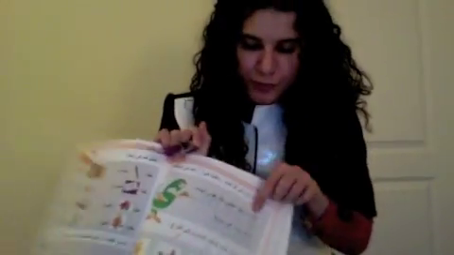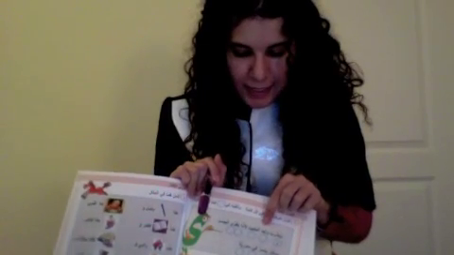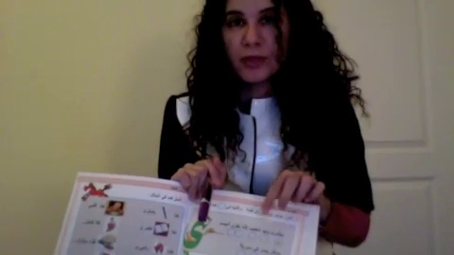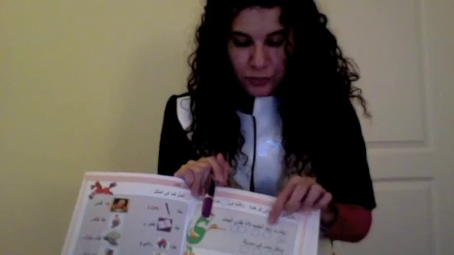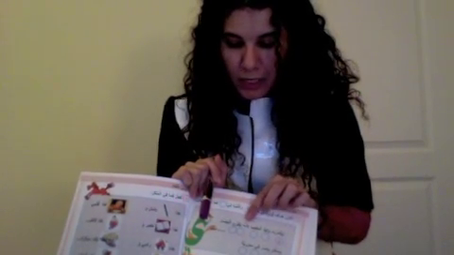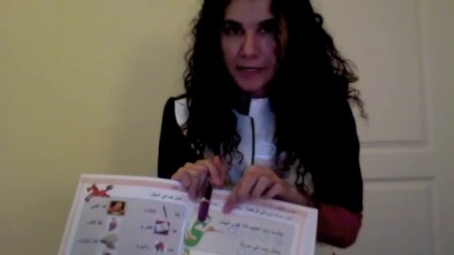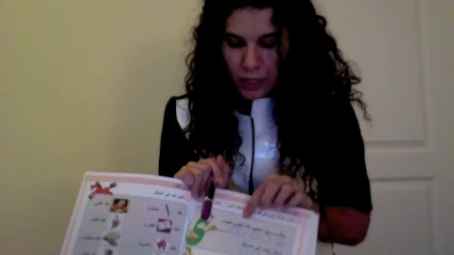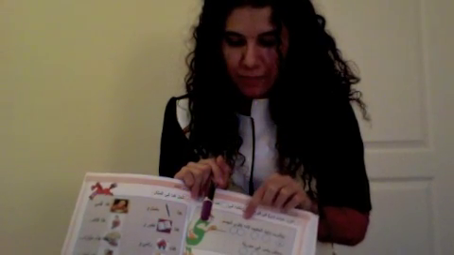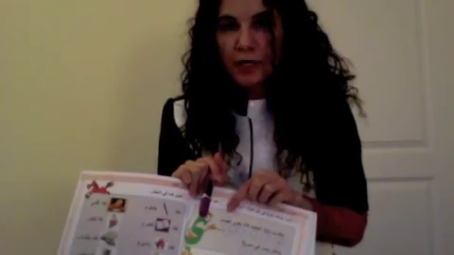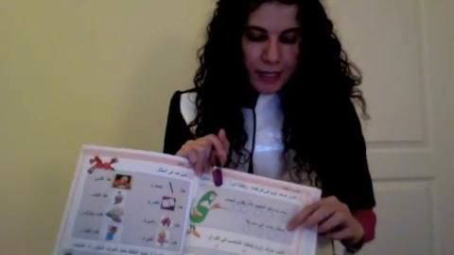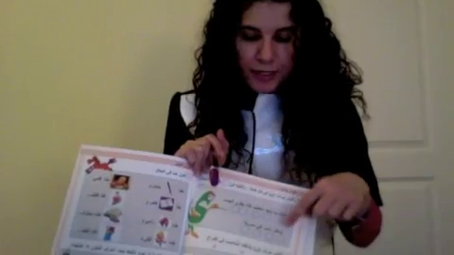I'll translate it for you. First sentence, Yashrabu walidun. Walid drinks. We have the verb and then the subject. Walid drinks the milk because it strengthens the body. Halib is milk. And because it strengthens the body. Jism is body.